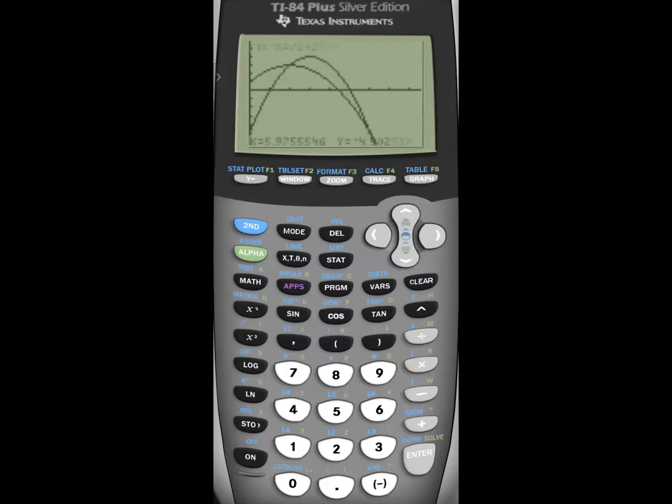Now, next thing I want to make sure I know is which function's on top. So if I go back here, I see y1 is on bottom, and y2 is on top. Okay, y2 is on top. And then second quit. So y2 and y1.